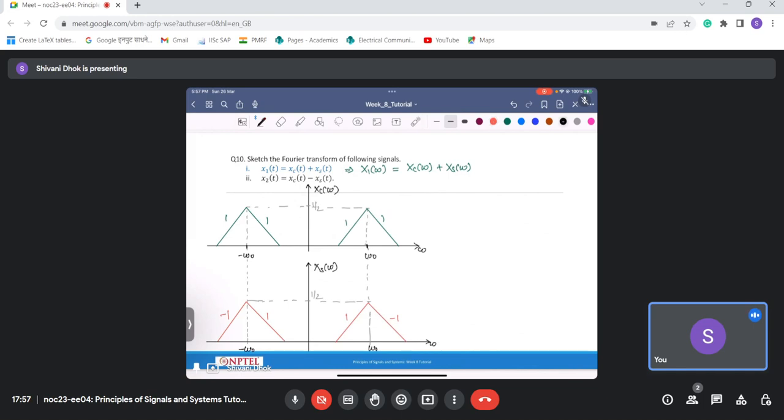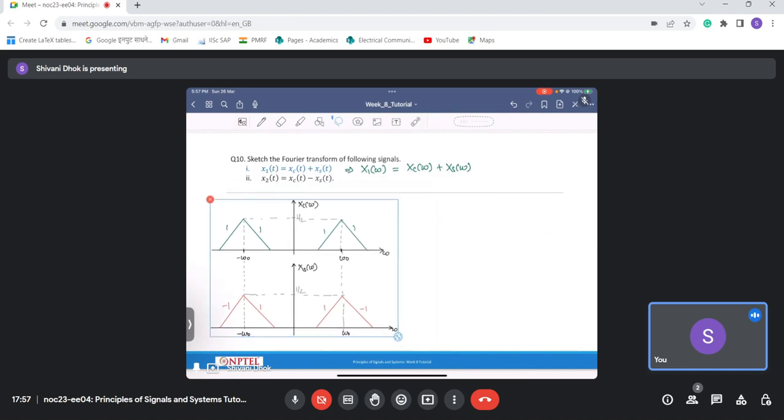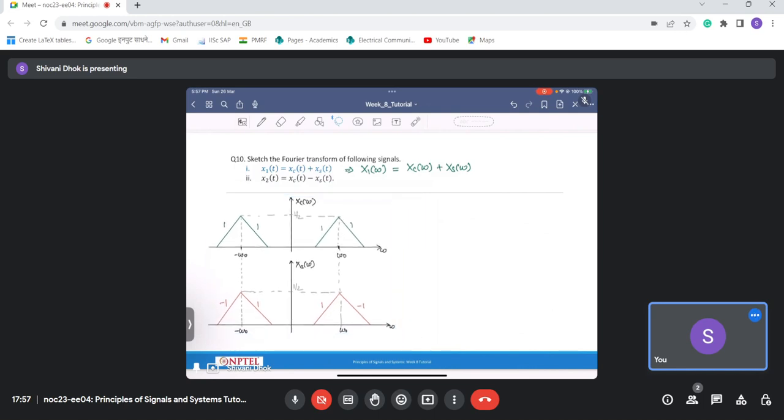Okay, now let us try to sketch that. So for that, let me shrink this a bit. Let me resize this. Okay, so this x1 of omega is basically addition of these two. So I'm basically going to add these two, something like this. So this is 0. What I have here is my x1 of omega. This is omega 0. This is minus omega 0.